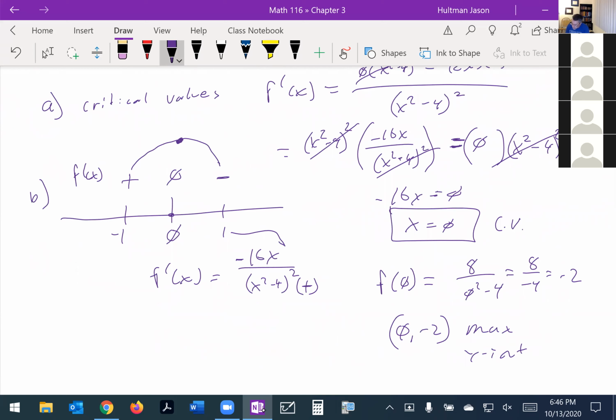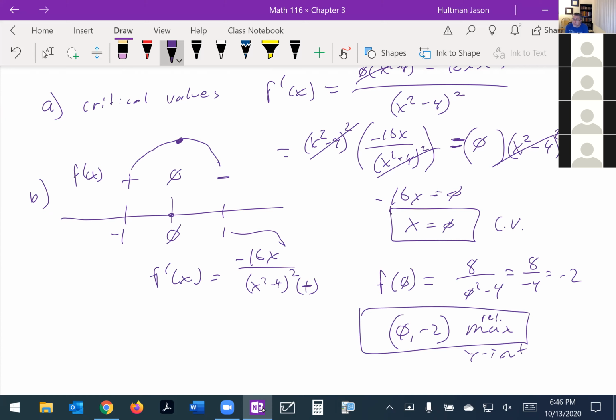Okay. How do I know it's a y-intercept? Because it's 0 for x. How do I know it's the only y-intercept? Because there's always only one. Always only one y-intercept. Okay, so that's a relative max. So we've got a relative max there.